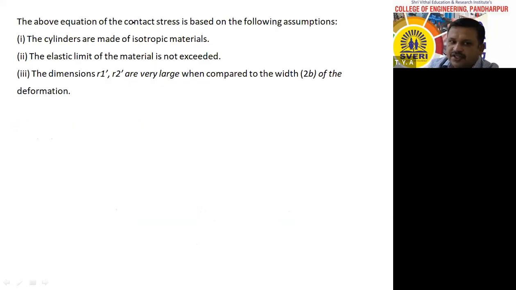The above equation of the contact stress is based on the following assumptions. First, the cylinders are made of isotropic materials. Second, the elastic limit of the material is not exceeded. Third, the dimensions R1, R2 are very large when compared to the width 2b of the deformation.